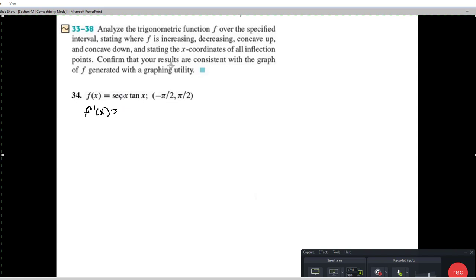Take the derivative of the first factor, the derivative of the secant is the secant tangent. Since we already have a factor of tangent, we'll get secant of x tangent squared of x. Plus, we leave the first factor alone and take the derivative of the second one. But the derivative of the tangent is the secant squared, so we end up with the secant cubed of x.